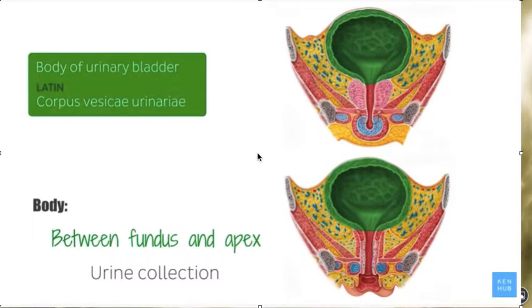Urine that comes into the bladder from the kidneys via the ureters is collected in the body of the bladder, and as the bladder fills with urine, it takes an ovoid shape and extends towards the anterior abdominal wall within the greater pelvis.